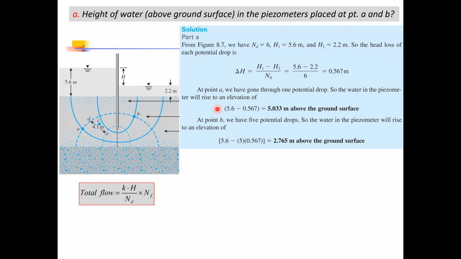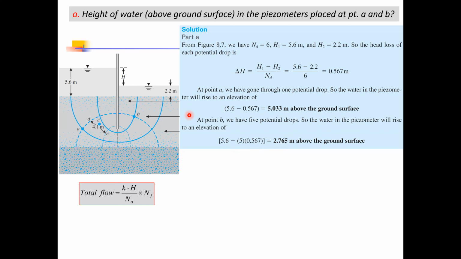In the same way, if we want to determine the head at point B, the head at point B would be the total head at the surface minus the head loss at a single equipotential space, which is 0.567, times the number of potential drops which we would require to reach point B. So we would require 1, 2, 3, 4, and 5 potential drops to reach point B. This is why we put 5 here, and this will be the level of water in the piezometer if we install a piezometer over here.